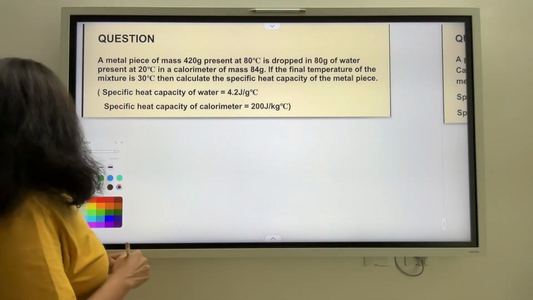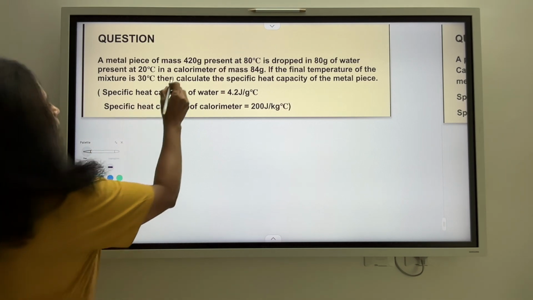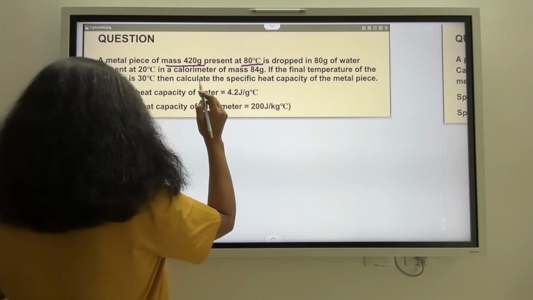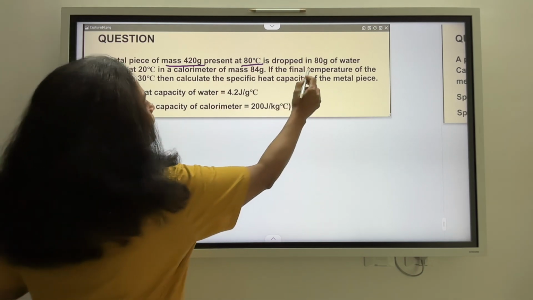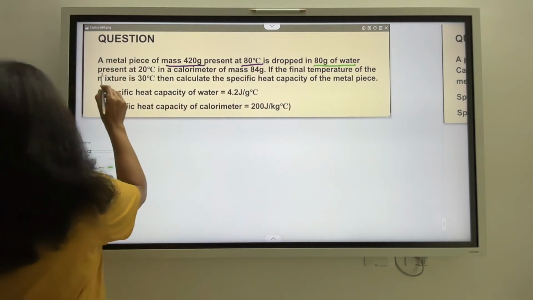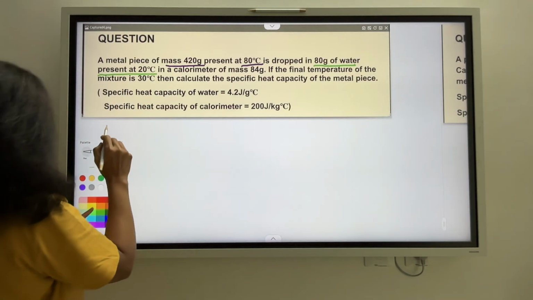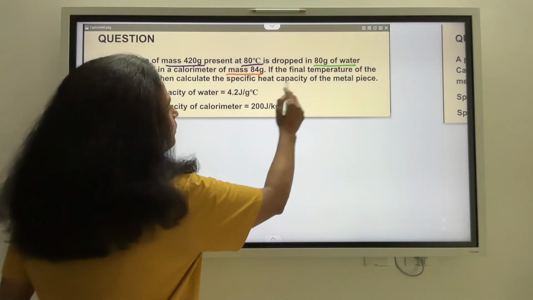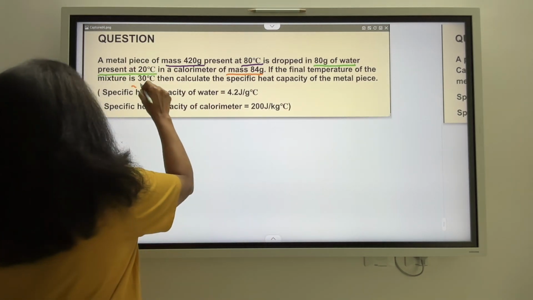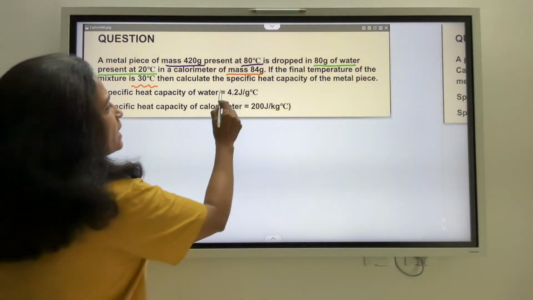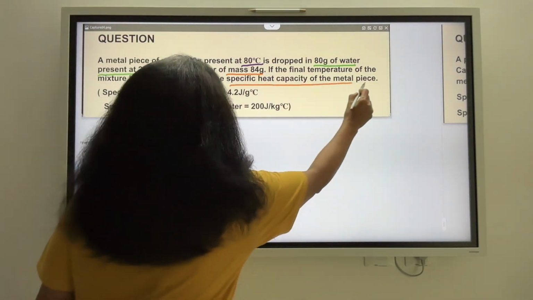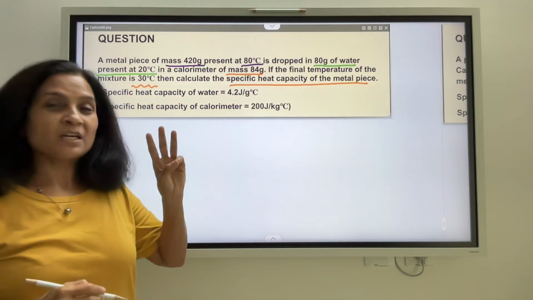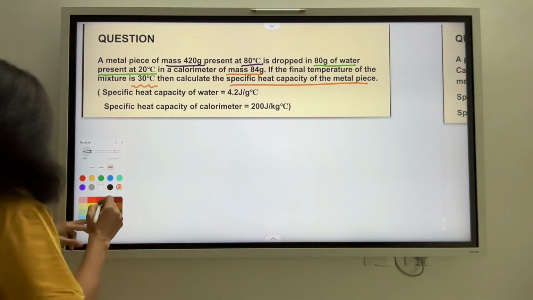Here's another question. A metal piece of mass 420 gram present at 80 degrees centigrade is dropped in 80 gram of water present at 20 degrees centigrade in a calorimeter of mass 84 grams. If the final temperature of the mixture is 30 degrees, then calculate the specific heat capacity of the metal piece. The other things are given. So here we have three things. What are the three things we have here?